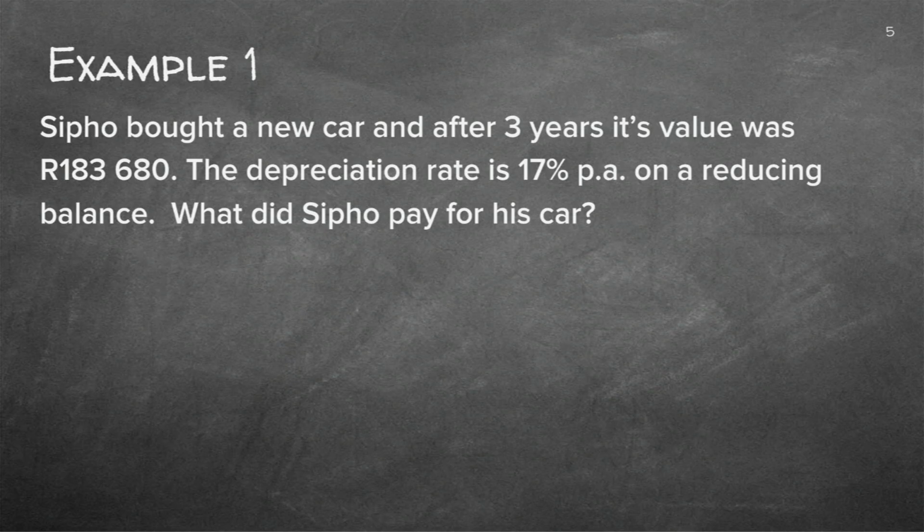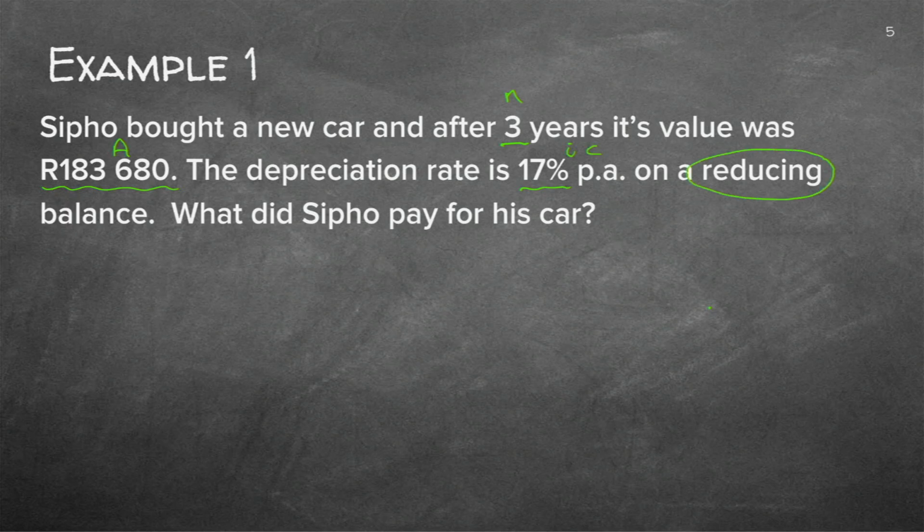They're the best. Sipho bought a new car, and after 3 years, there's your N, its value was 183,680. Now let's just quickly see. After 3 years, I hope in the exam you're going to sit and do this. After 3 years, at the end, then you know that could only be the A. It could not be the P. The depreciation rate is 17%. That's your I. On a reducing balance.